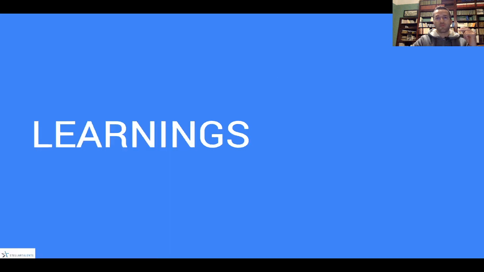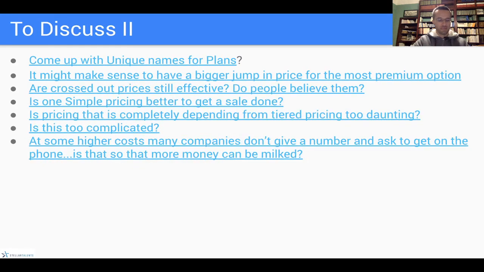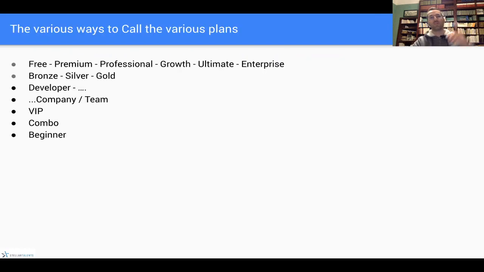So here are some of my learnings. I added them here; if I make the slides available, it'll be easy to go back and forth. I might write a book at the end of the day. I'm just checking if my audio is good, which it is. I was thinking about all the different ways to call the different plans. It seems like free, premium, professional, growth, ultimate, enterprise are some of them. I don't really like the bronze, silver, and gold.